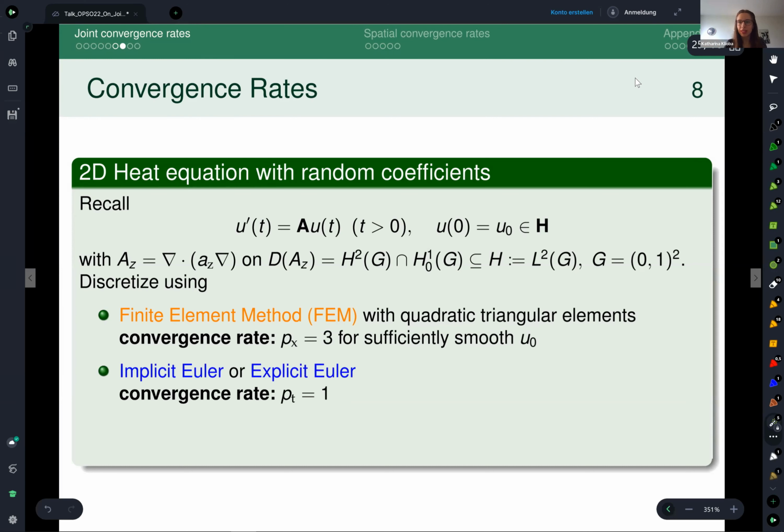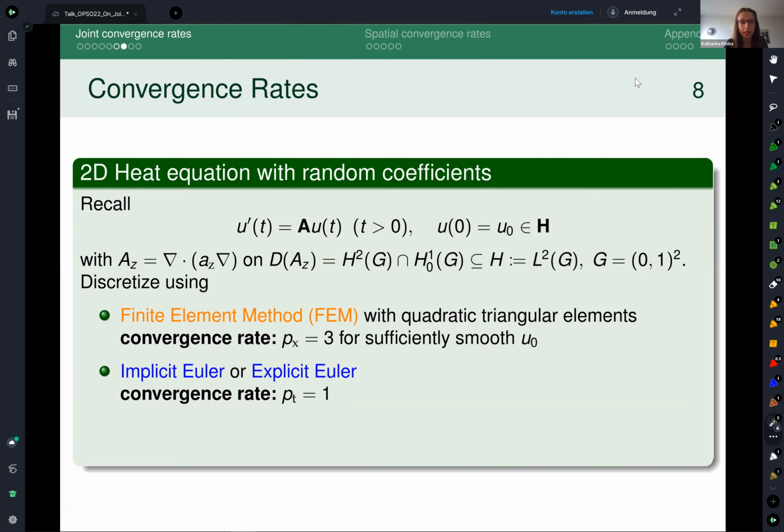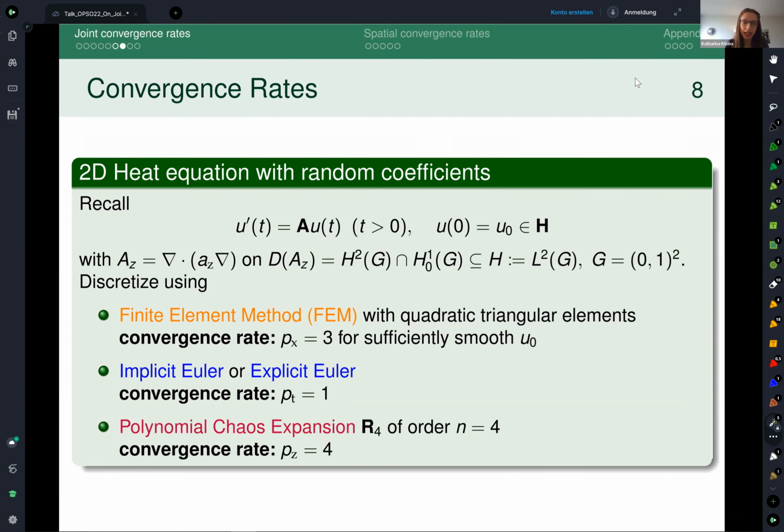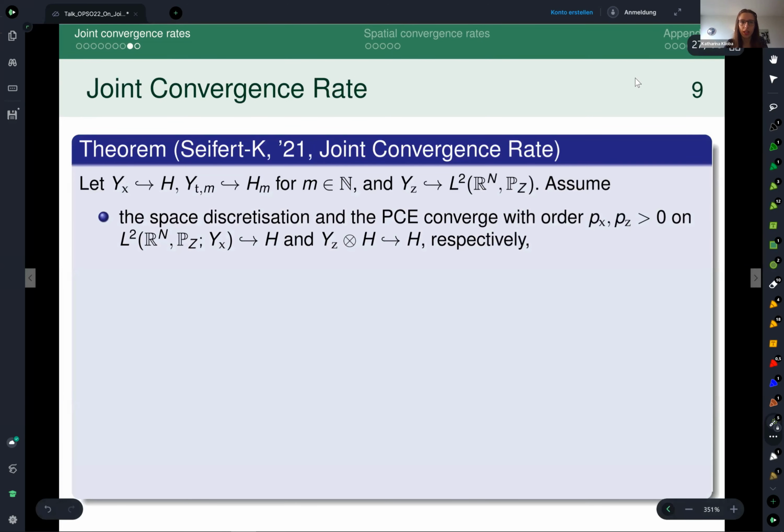In time, the two standard approximation methods are implicit Euler and explicit Euler, which both have a convergence rate of 1. But of course, you could also take a higher order method such as Crank-Nicolson here. And for the polynomial chaos expansion, we can choose the order after which we truncate. So let's say we look at the polynomial chaos expansion of order n equals 4, which yields a convergence rate of 4. And now we want to know when we can combine them.